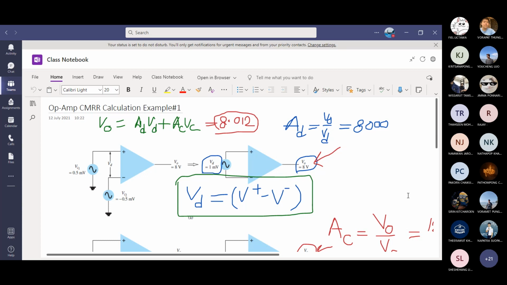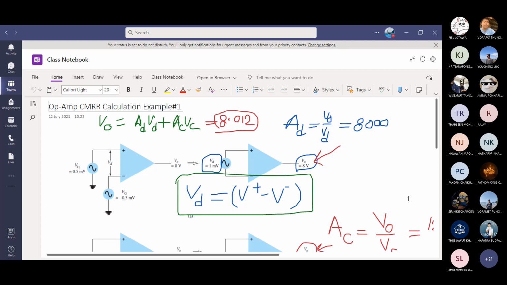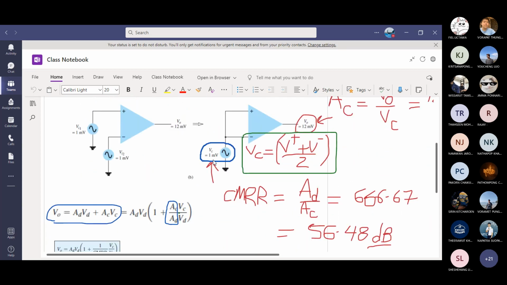If you take, for example, 8 divided by 8.012, what will you get? 99.8% of the output is due to the differential mode. 0.2% is due to any noise or common signal. It's a very good filter actually.